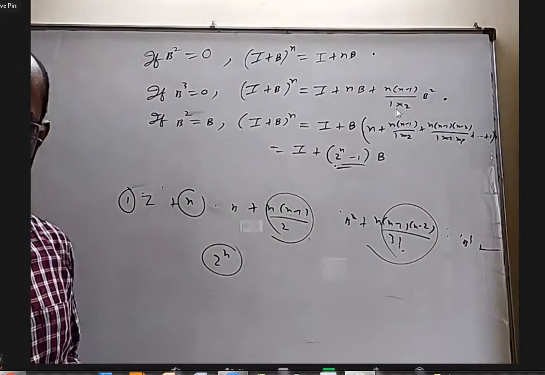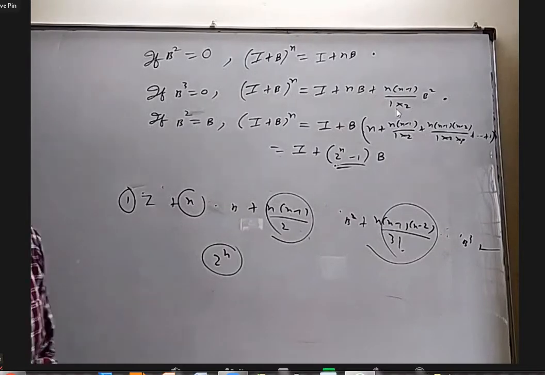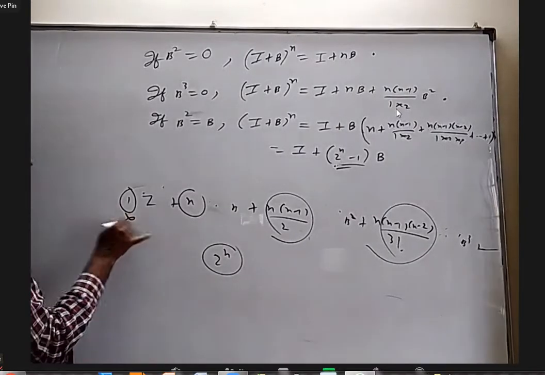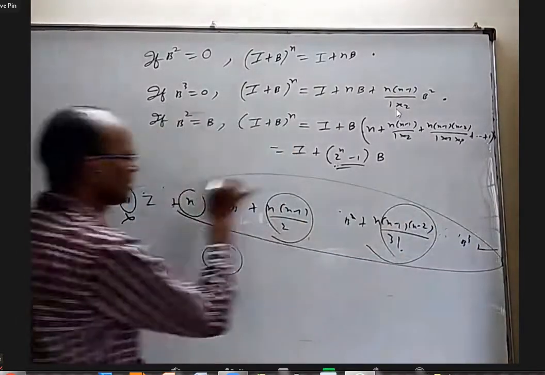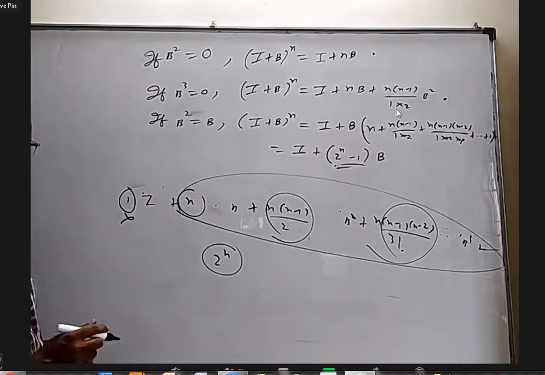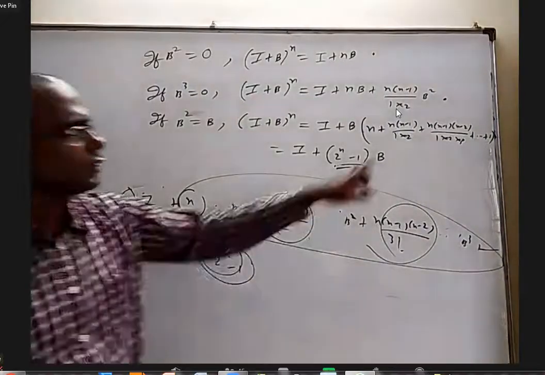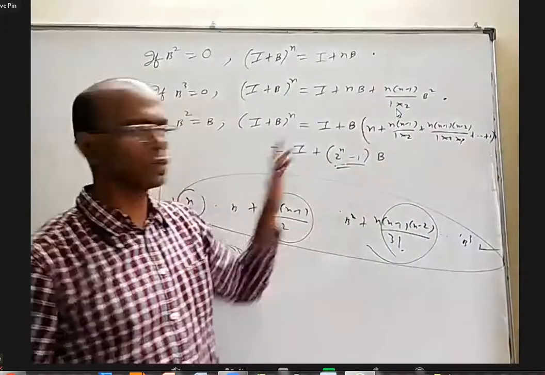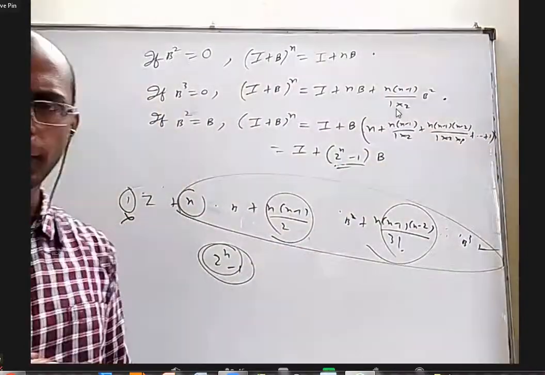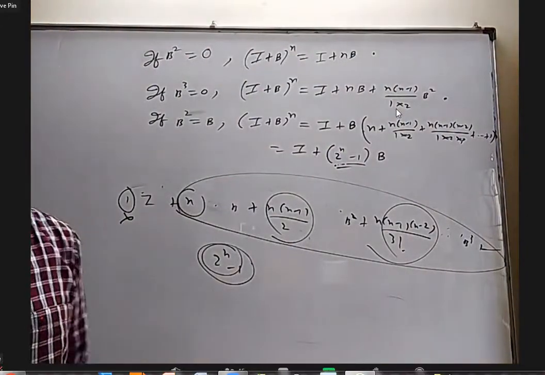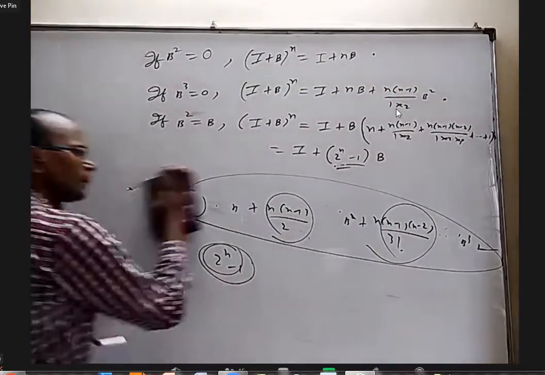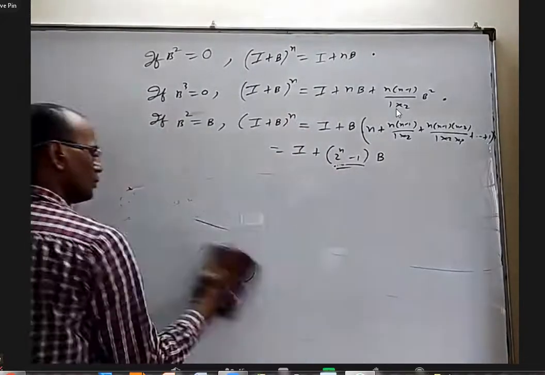Is that clear? Yes, sir. Now, except this, if I want the sum of all other coefficients, what will it be? 2 power n minus 1. That is exactly this one. That's how it became this. Is it clear? Yes, sir.